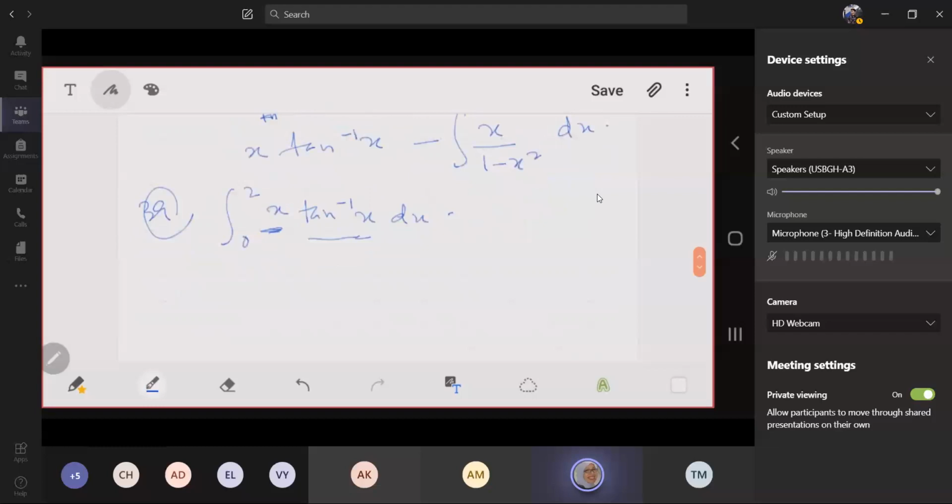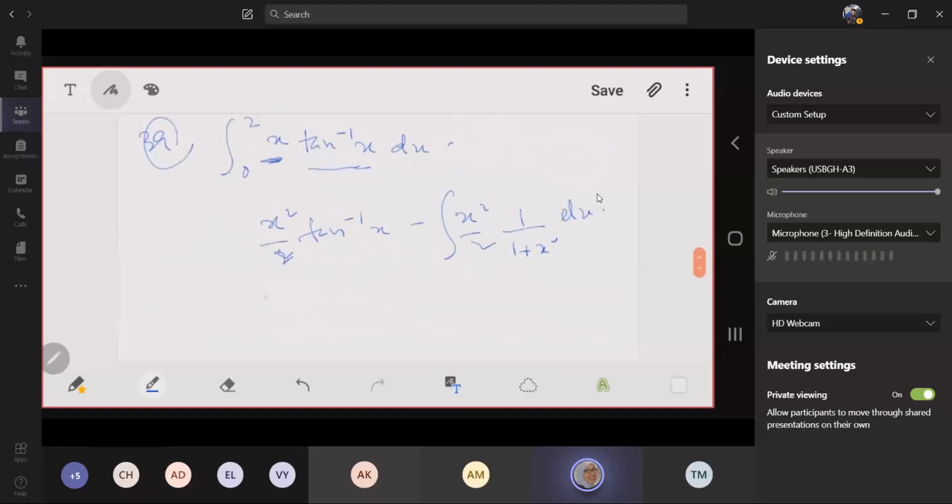Okay, so you get x squared on 2 times tangent to the minus 1 of x minus the integral of x squared on 2 times the derivative of tangent to the minus 1 of x, which is 1 divided by 1 plus x squared, dx. So you get x squared on 2 tangent to the minus 1 of x from 0 to, minus, in this case you get x squared over (x squared plus 1), which is x squared plus 1 minus 1.